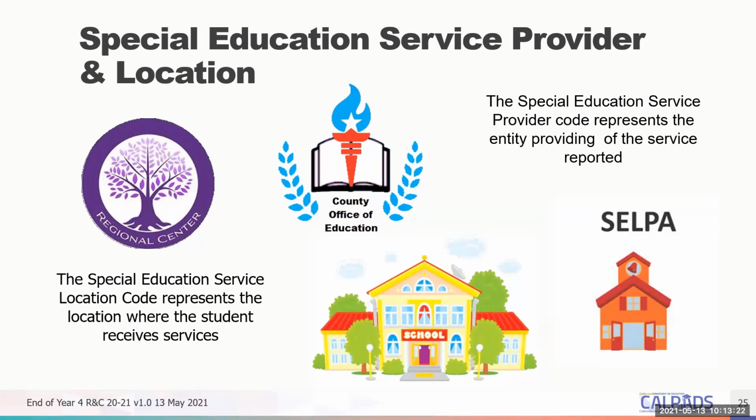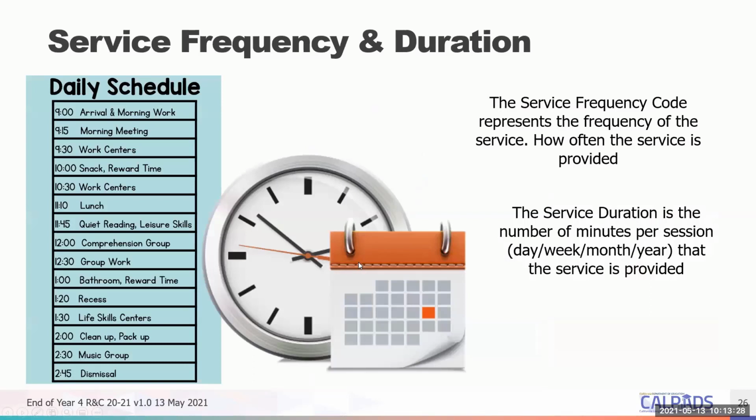So those are two important elements in the SSRV, the service provider and location. And then, of course, the frequency and duration. The frequency is how often the service is provided: 2, 3, 4 times every day, 3 times a week, 2 times a week, every day, and then how long each time, right?